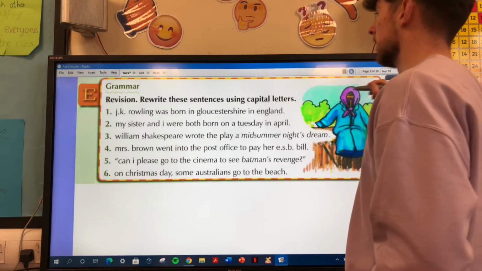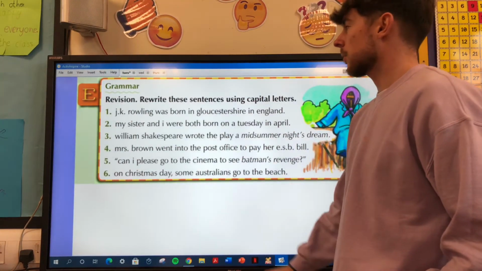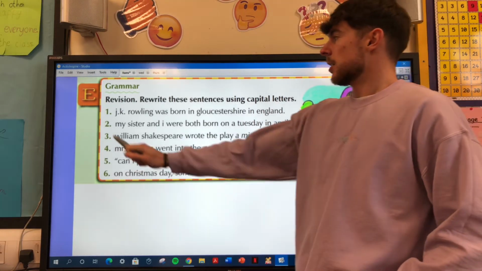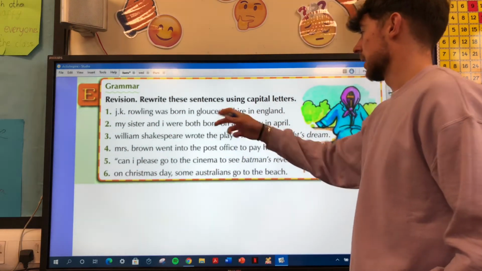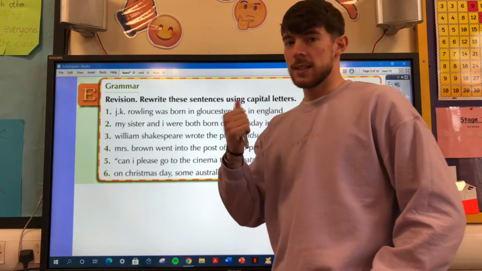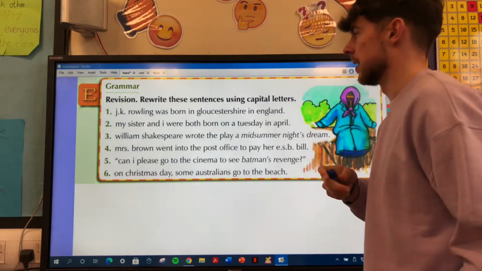Okay, the next one. So grammar. We're going to rewrite these sentences using capital letters, alright? So J.K. Rowling was born in Gloucestershire in England, alright? So what gets a capital letter in that sentence?